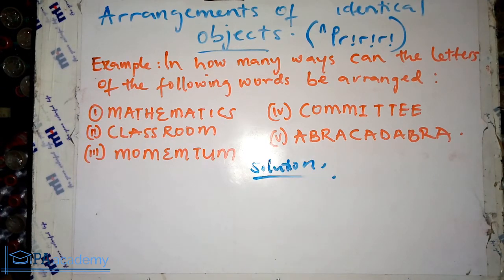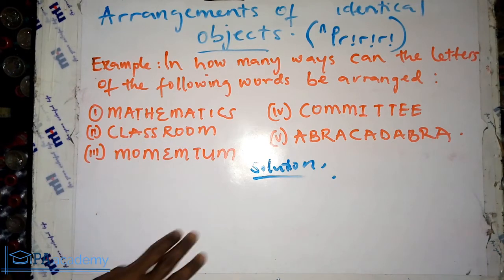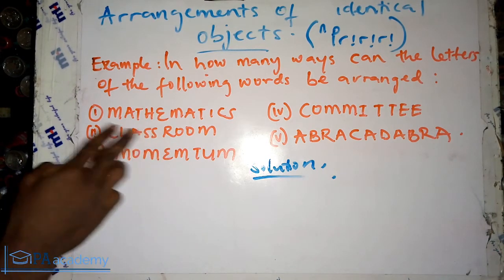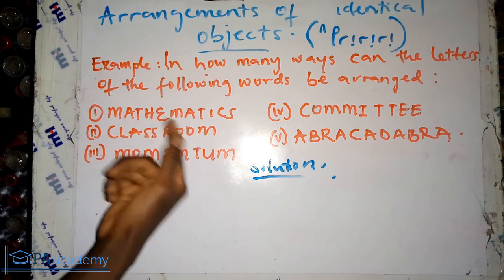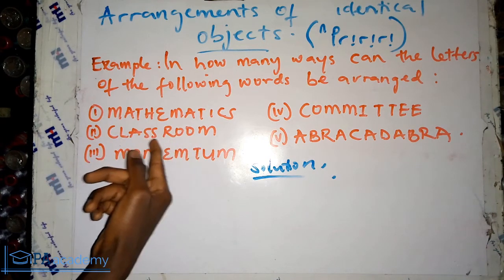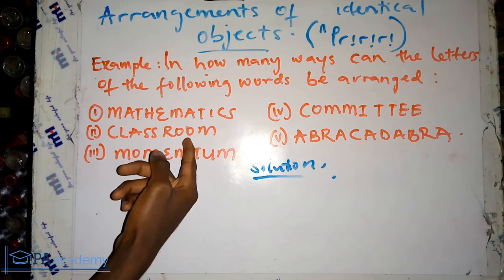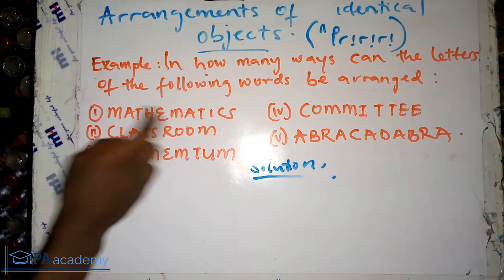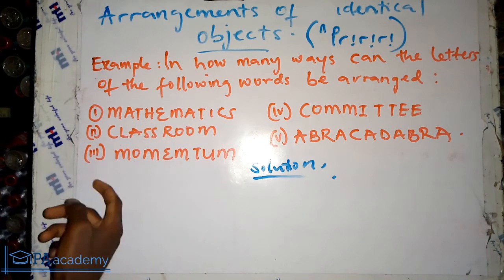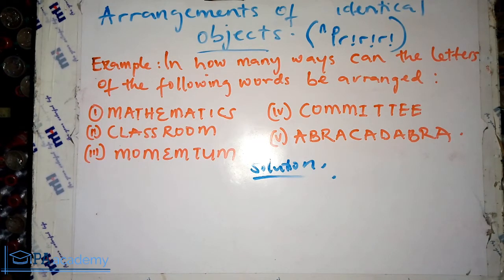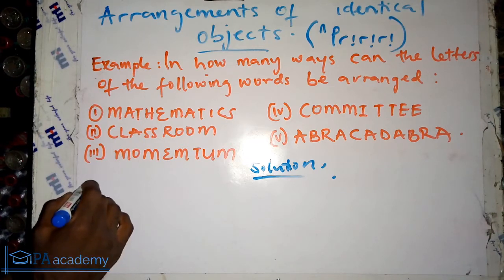One thing that is unique about all these words is that some of them have repeated letters. If you look at mathematics, we have letters appearing 2 times. For example, in classroom we have S appearing twice, O appearing twice. Under momentum, we have M appearing 3 times. So unlike the previous example where no letter was repeating, in this one letters repeat. Let's start with question 1.